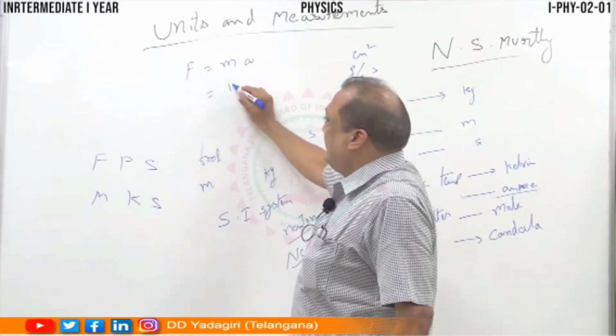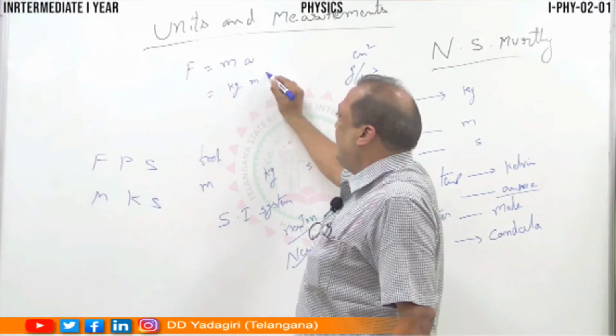The unit of mass is kg. Unit of acceleration is meter per second square.